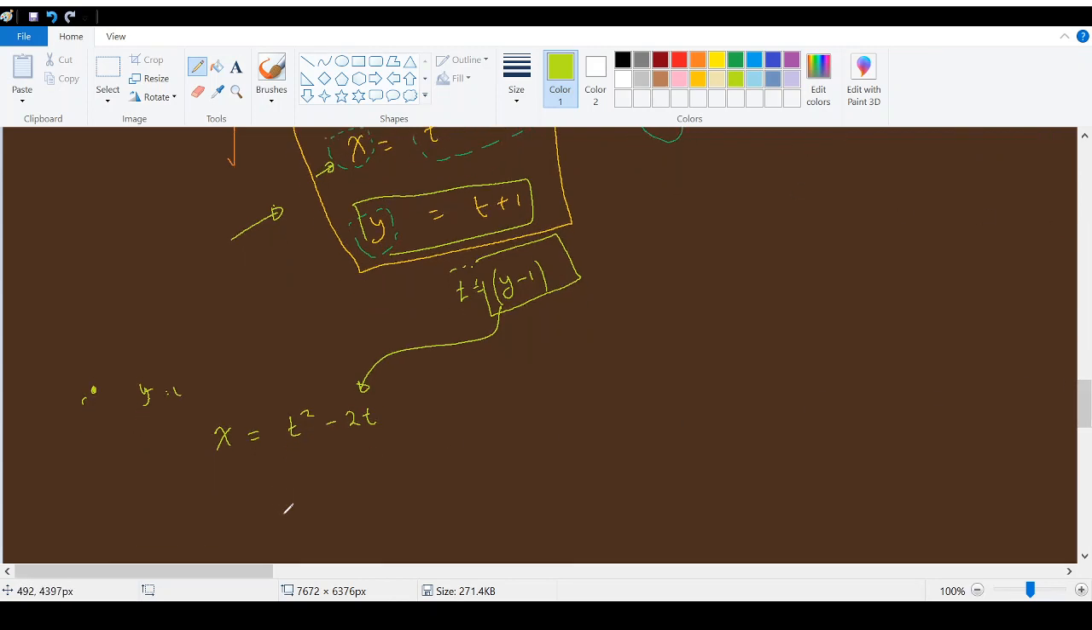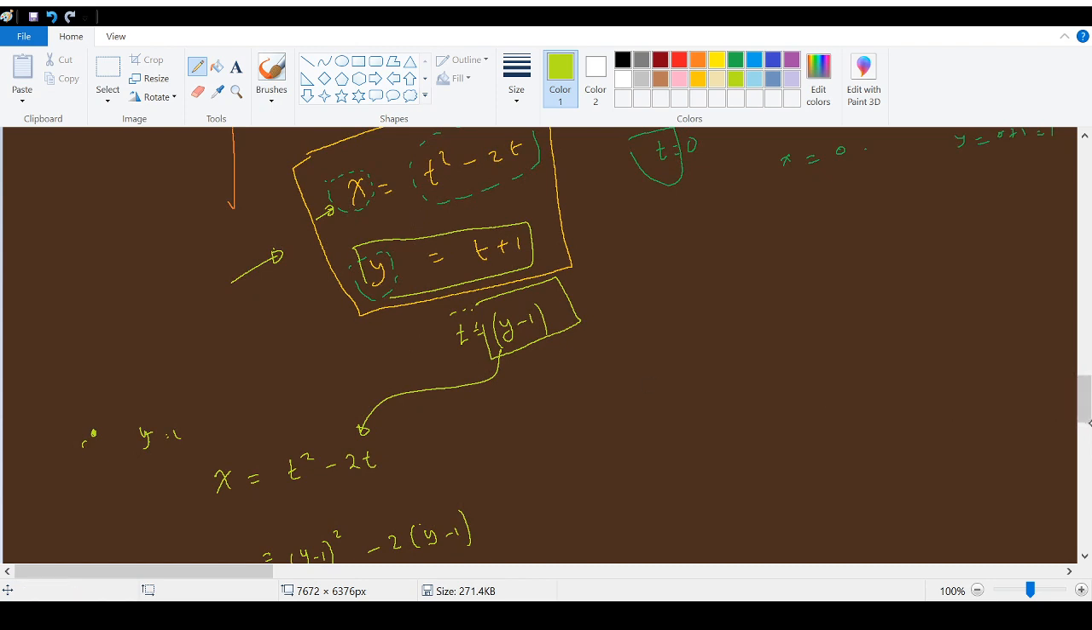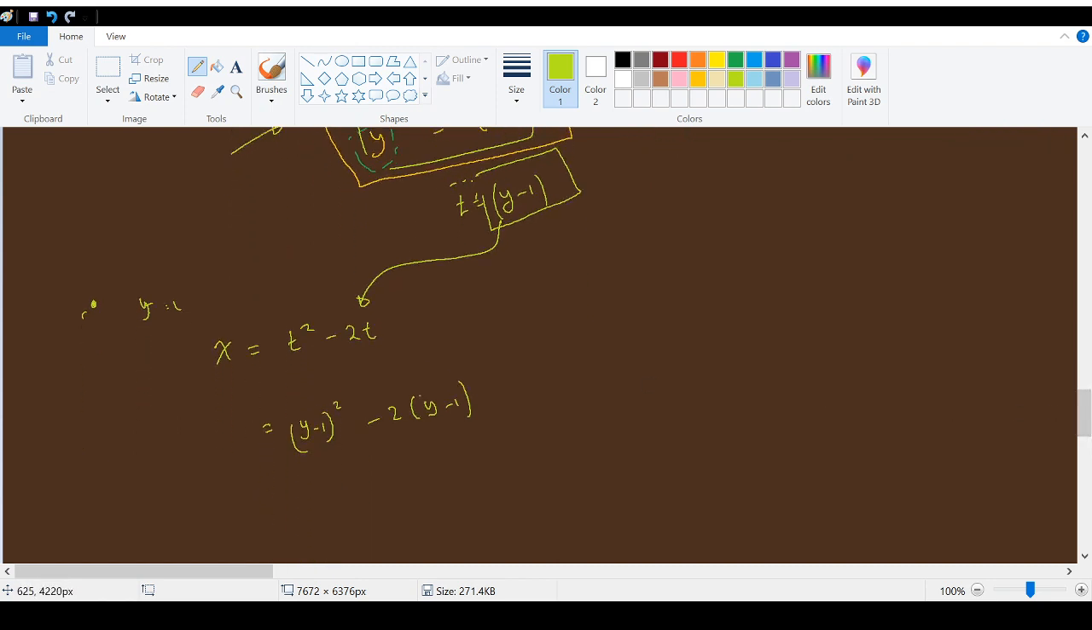So then just see what will happen. Instead of t we substitute y minus 1, so this becomes (y minus 1) squared minus 2 times (y minus 1). Now you can see that our whole set of equations was converted to a relationship between x and y. So this was the usual format that we were used to, right?